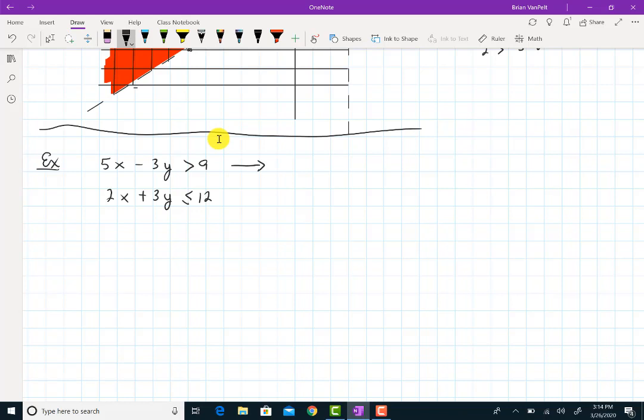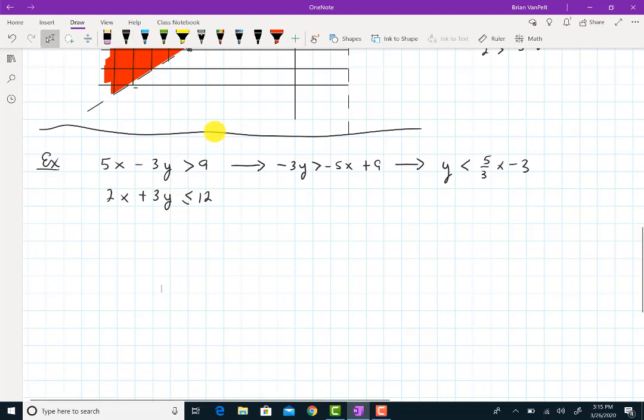So for this first one, the first thing I would do is subtract 5x. And then what I would do is divide by -3. But when you divide by -3, just remember to change the inequality. So for that one, I get 5/3 x minus 3. Y is less than that.